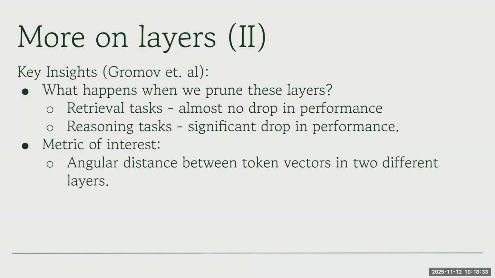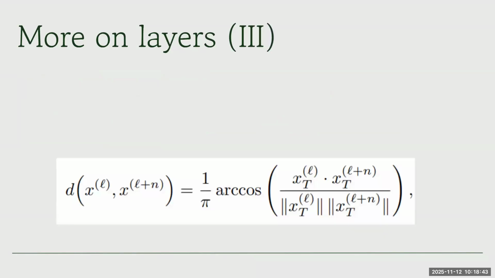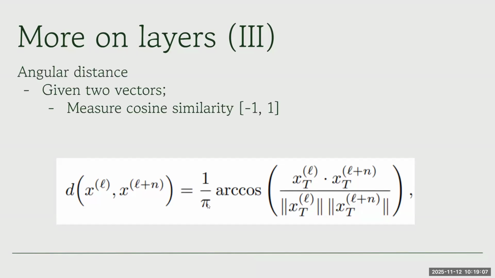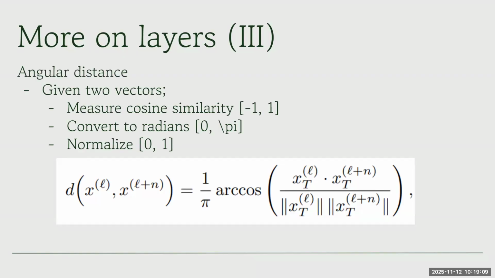And again, our metric of interest here is the angular distance between the token vectors. So the angular distance between token vectors denotes which layers we prune, which layers we leave. Yeah. So okay, this is strange. But basically this is the formula for the angular distance. You have the cosine similarity between consecutive layer vectors. Then from the cosine similarity, project it to the angle, then normalize by pi, giving a distance in the range of 0 and 1. So yeah, this is basically what this slide is explaining.